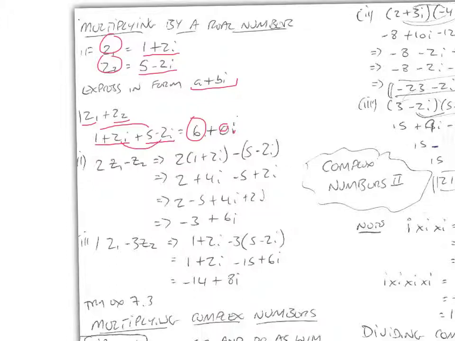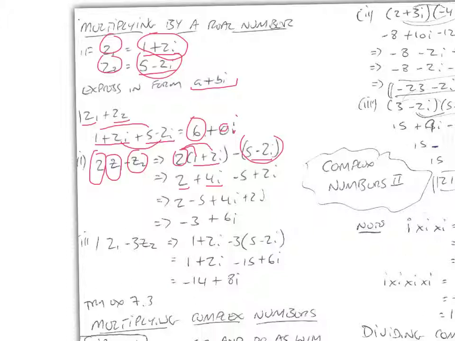Let's try and solve 2 times z1 minus z2. So we're going to multiply the real number here by a complex number here, and then take this complex number from all of that. So 2 times 1 plus 2i minus 5 minus 2i. So that's 2 by z1 here again, minus z2. Okay, so we multiply both the real and the imaginary parts of the complex number by the number 2 outside the brackets. So 2 times 1 is 2, plus 2 times 2 is 4i.